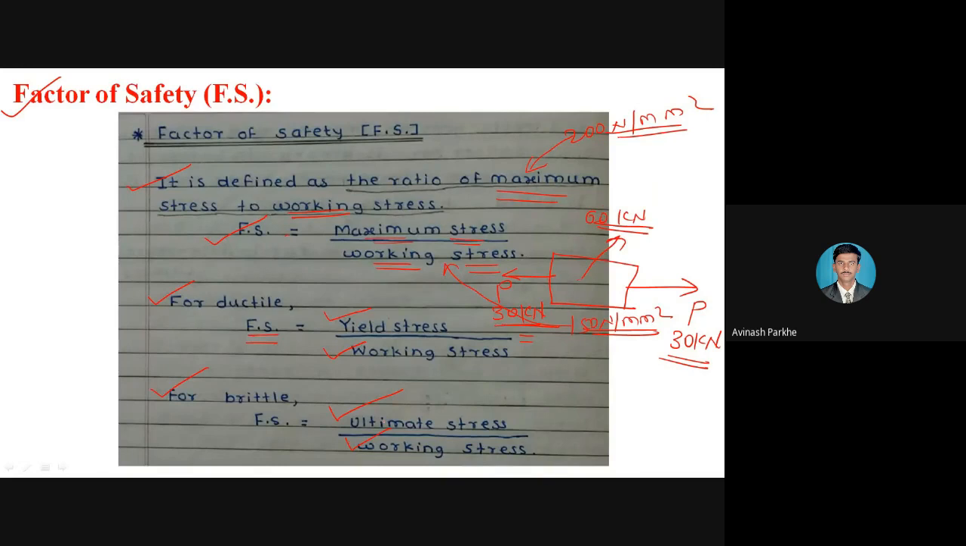So these are the two definitions of factor of safety, for the ductile material and for the brittle material. So initially we have to remember the basic definition of the factor of safety. Factor of safety is equal to maximum stress upon working stress. Then what is meant by the maximum stress? Maximum stress is the maximum stress limit which is set for that particular material, and working stress represents the stress developed due to the external load.